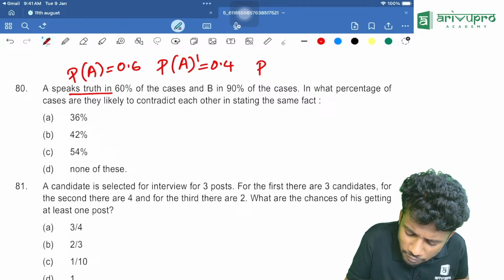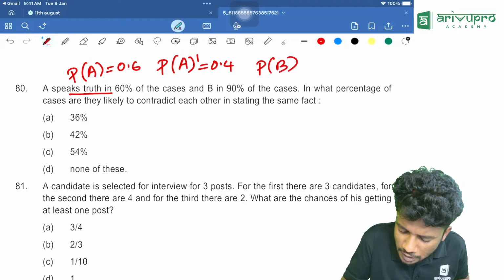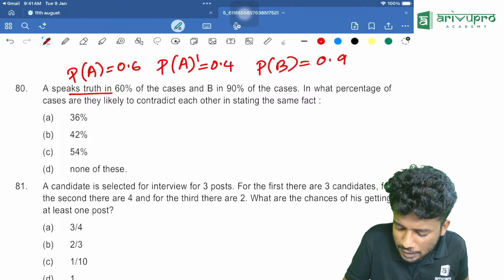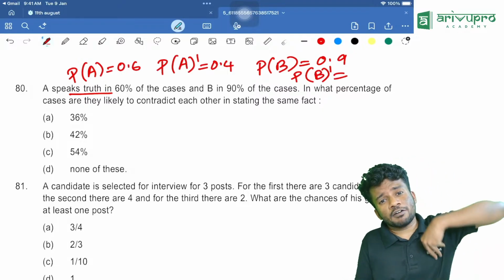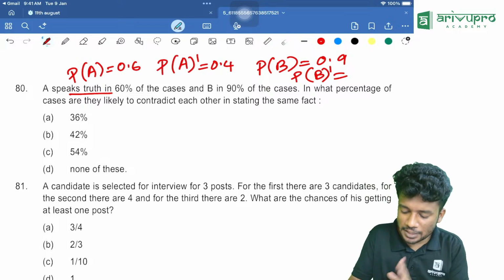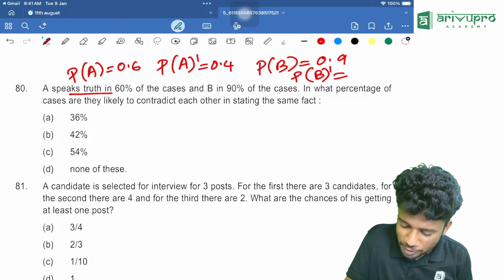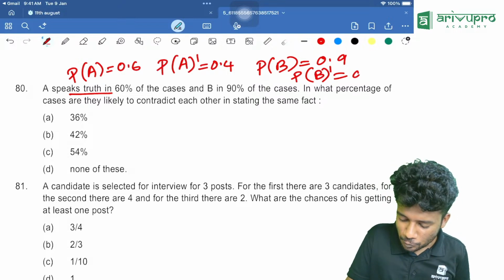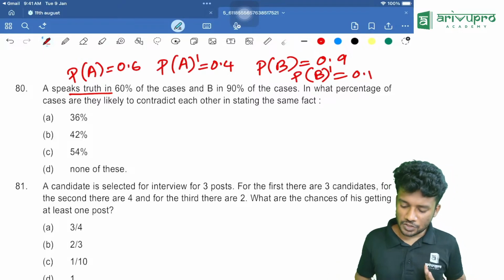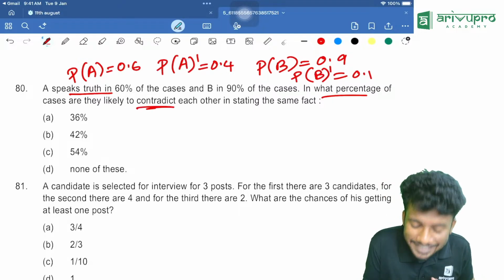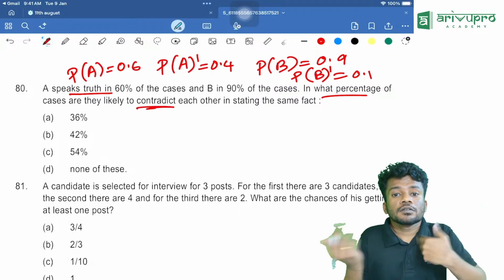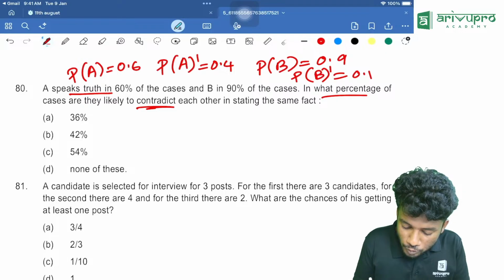Then the probability of B telling the truth is 90%, that is 0.9. So P of B telling a lie, or not telling the truth, that is P of B complement, is 1 minus 0.9, which is equal to 0.1. Now the question is, in what percentage of cases are they likely to contradict each other? They should contradict their own opinions. How to do that?